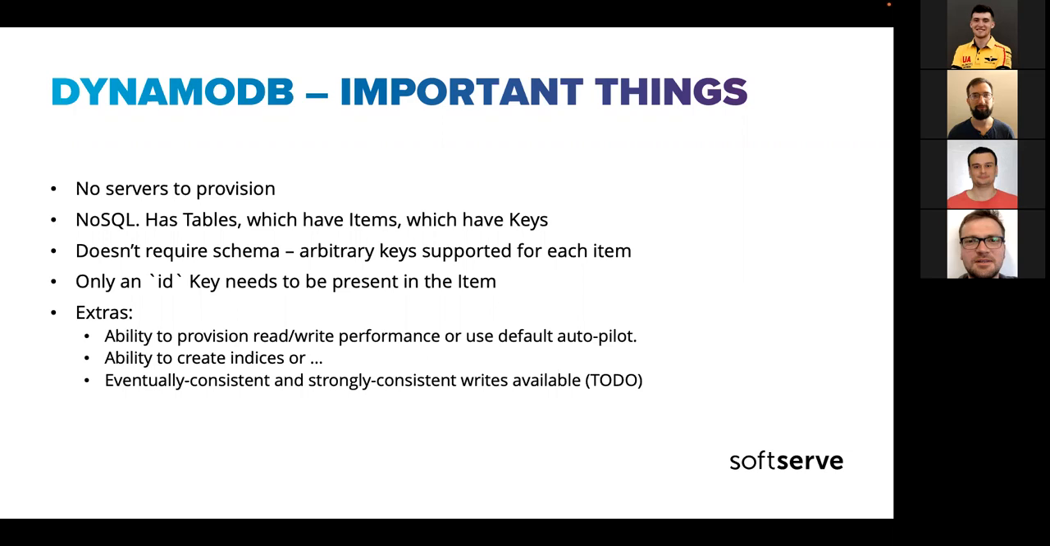What other stuff? You are able to provision read and write performance to support the load of your application, or you can use the default auto scaling settings that AWS will detect for you. You are able to create indexes for your tables. You are able to specify an additional key, which is a sort key, for additional flexibility in querying and sorting the data. You can create something that looks like a view over a different set of keys for even more flexibility in querying and sorting the data.